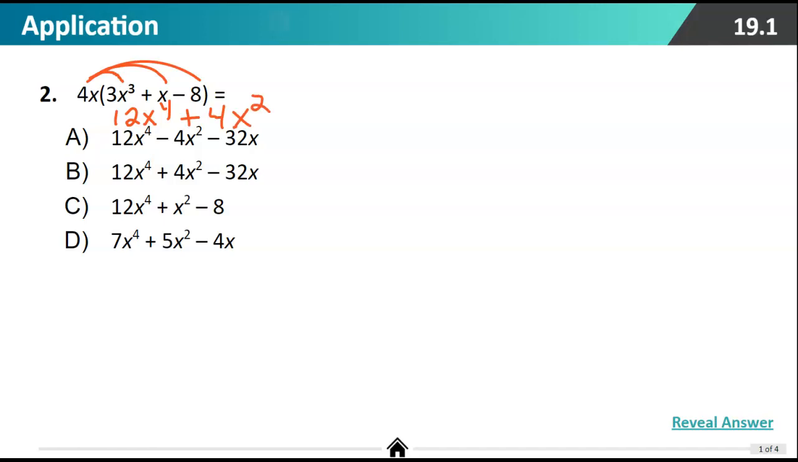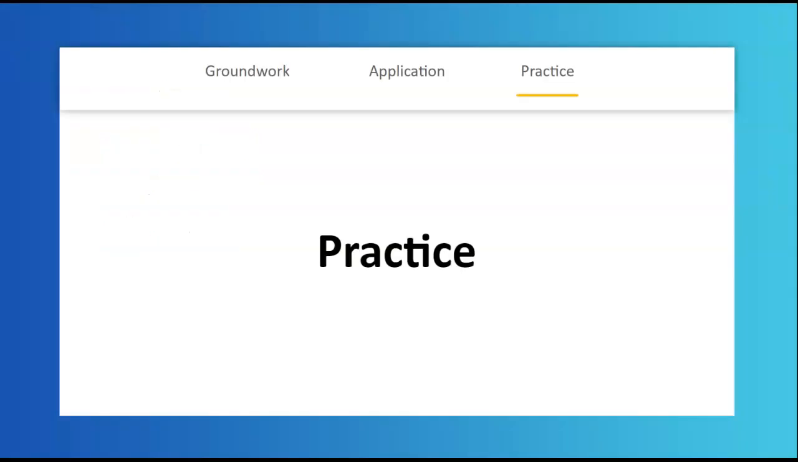So it's looking like our only answer is going to be answer B. And then 4 times negative 8 is going to be 32. And so that answer should be answer B.